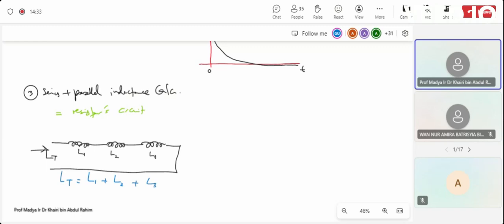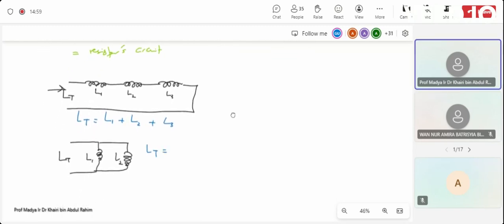Okay, so very similar with resistor. And also if you have inductors in parallel, let's say LT, L1, L2. So this LT equals to what? Anyone can take a guess? It's very similar with resistor.